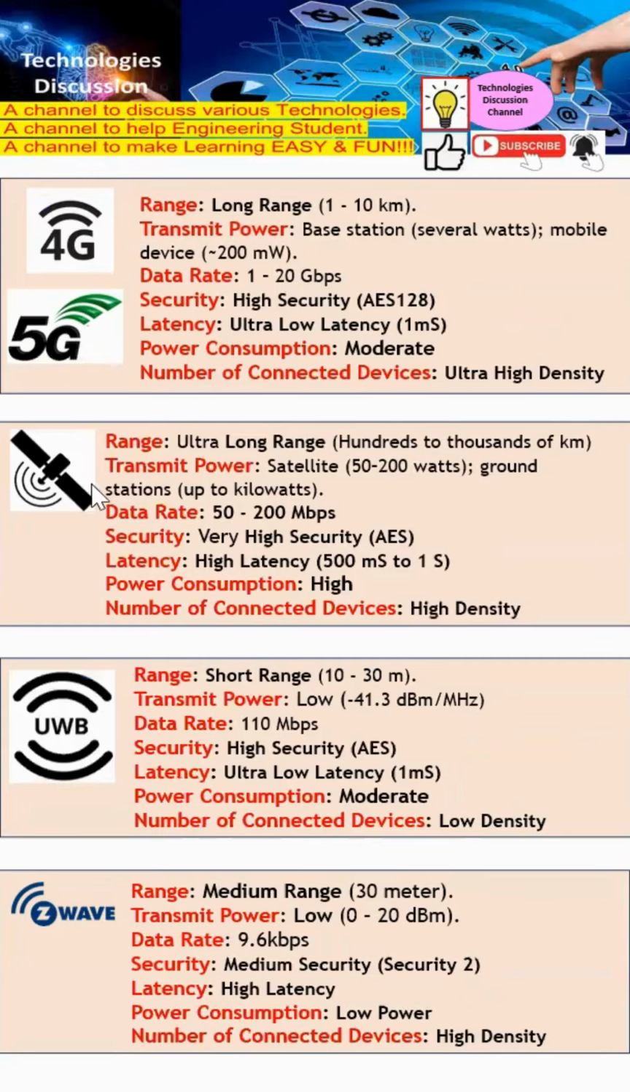This is for satellite communication. The key advantage of satellite is ultra long range, maybe even thousands of kilometers. UWB is short range, but it can offer a reasonably high data rate because of the huge bandwidth. Z-Wave is another LPWAN, but slightly different, so the range is reduced.